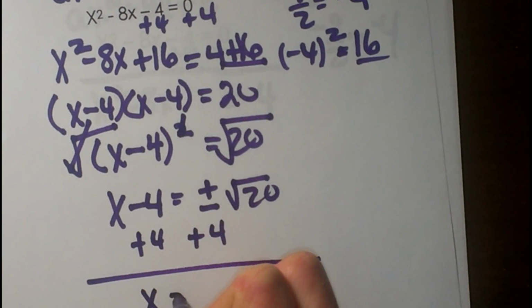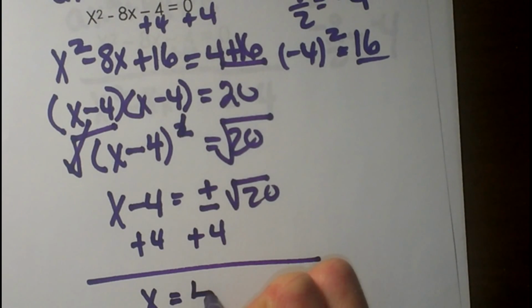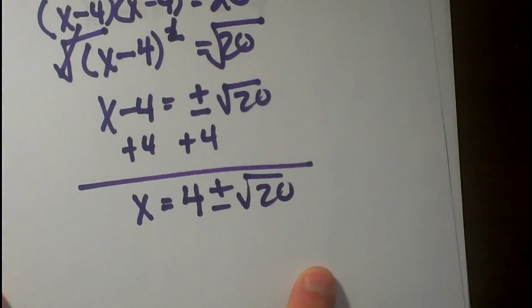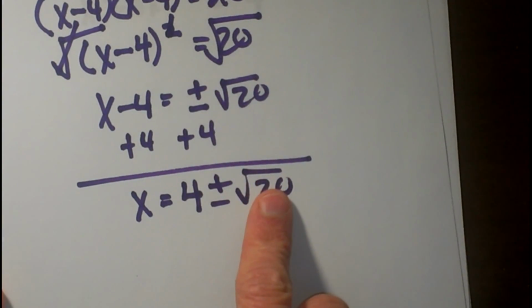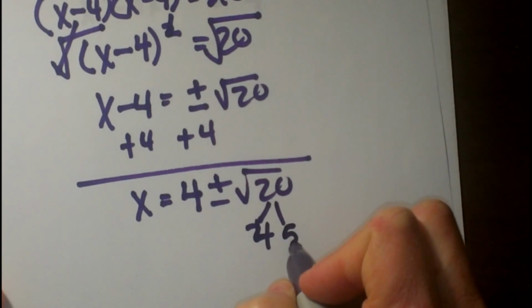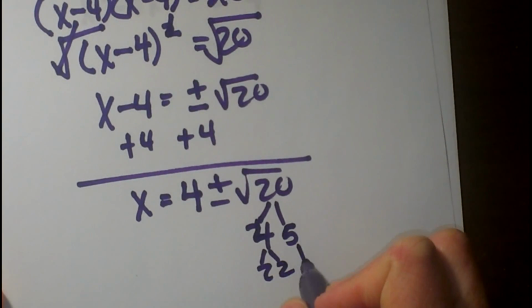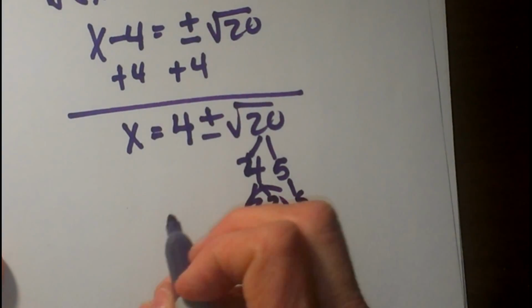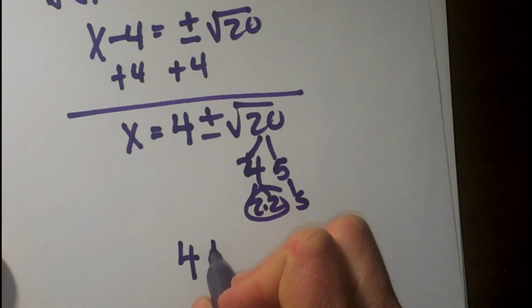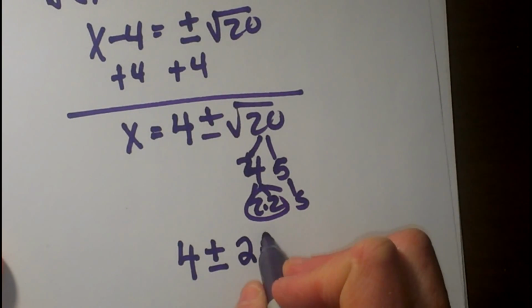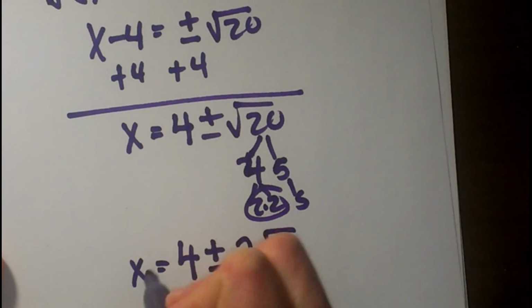So we have x equals, and I always write my constant first, so positive 4 plus or minus the square root of 20. Now this answer is not simplified because I can break down the square root of 20 into 2 parts. 4 times 5, which breaks down to 2 times 2 times 5. So I have a perfect square I can take out. So let's simplify this to 4 plus or minus, and you're going to take a 2 out because that's the square root of 4, 2 square root 5. And that is our solution.